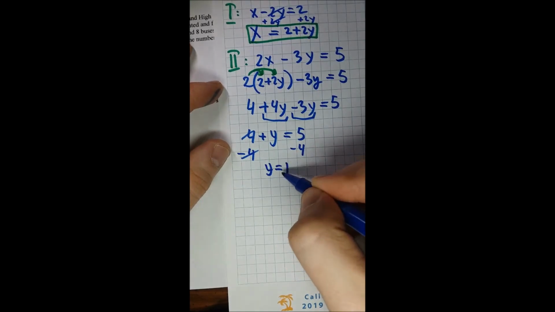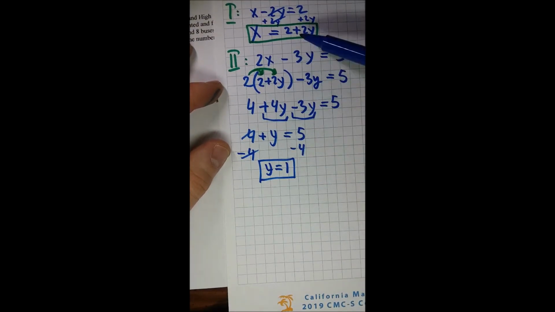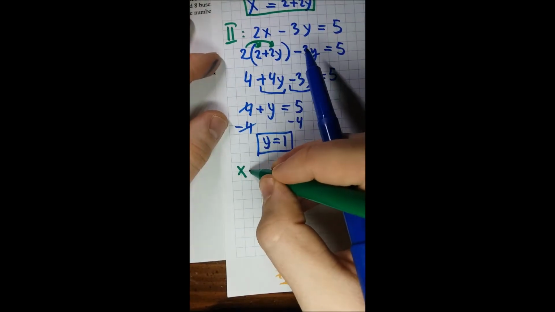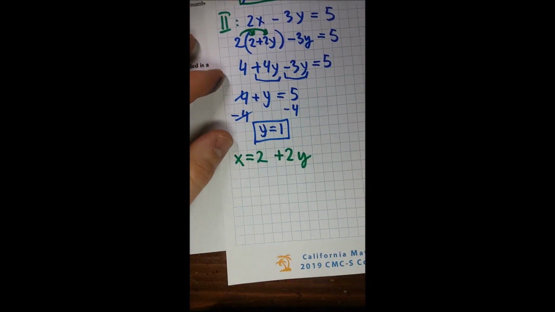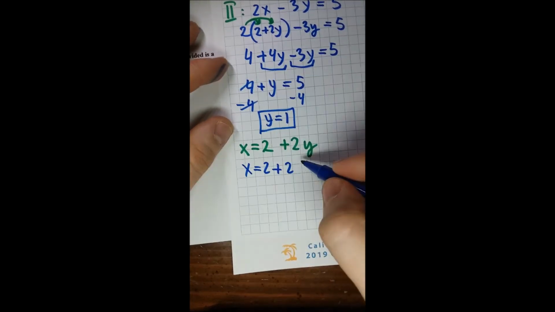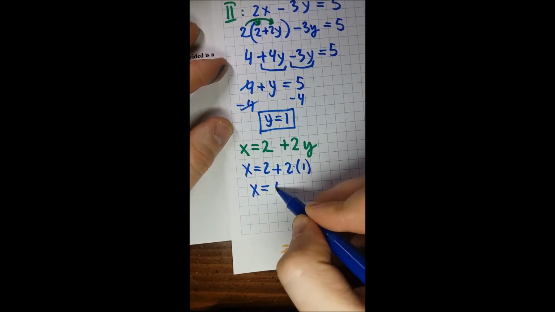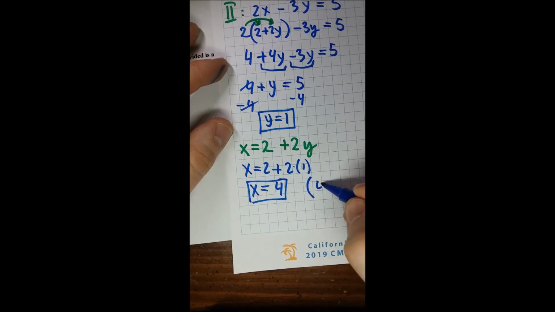y equals 1. Okay, if y equals 1, we're going to plug it back into this equation here, right? So we're going to go again with the equation x equals 2 plus 2y. All right, so now it's going to be x equals 2 plus 2, and instead of y, we're going to put times 1. Well, 2 times 1 is just 2, so x equals 2 plus 2, which is a 4. And here's how you're going to write down the answer. x is 4, comma, y is 1. That's your answer.